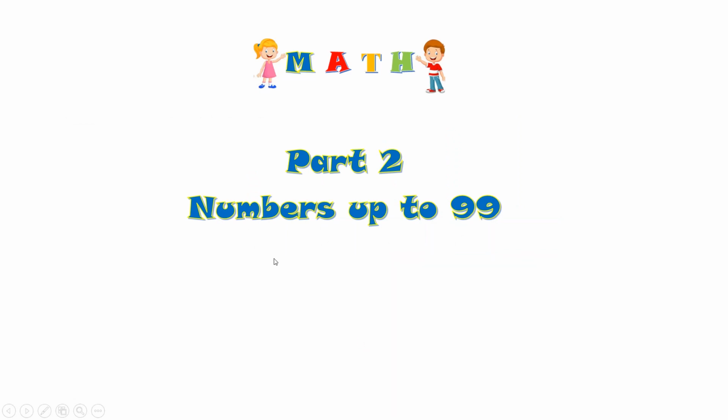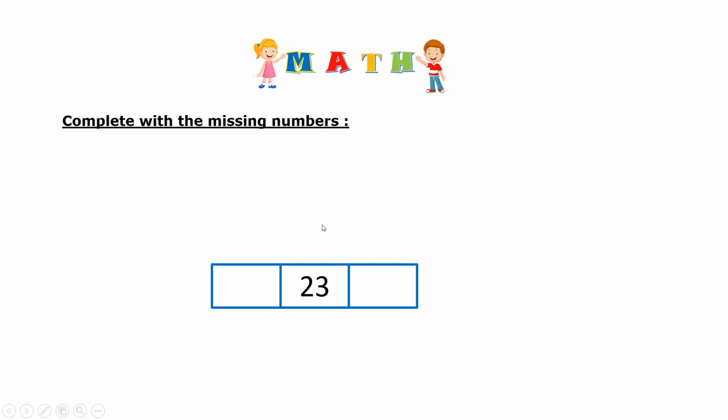Part 2. Numbers up to 99. Now, if the question says complete with the missing numbers, or it might say give the number that is just before and just after, we start with the 23. Okay, what's the number that's just before 23?